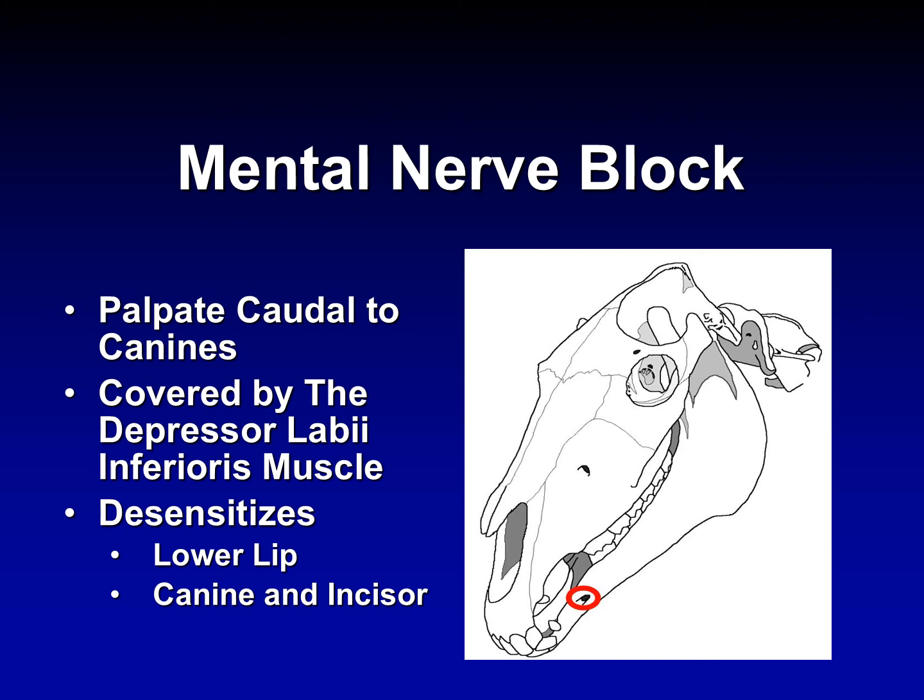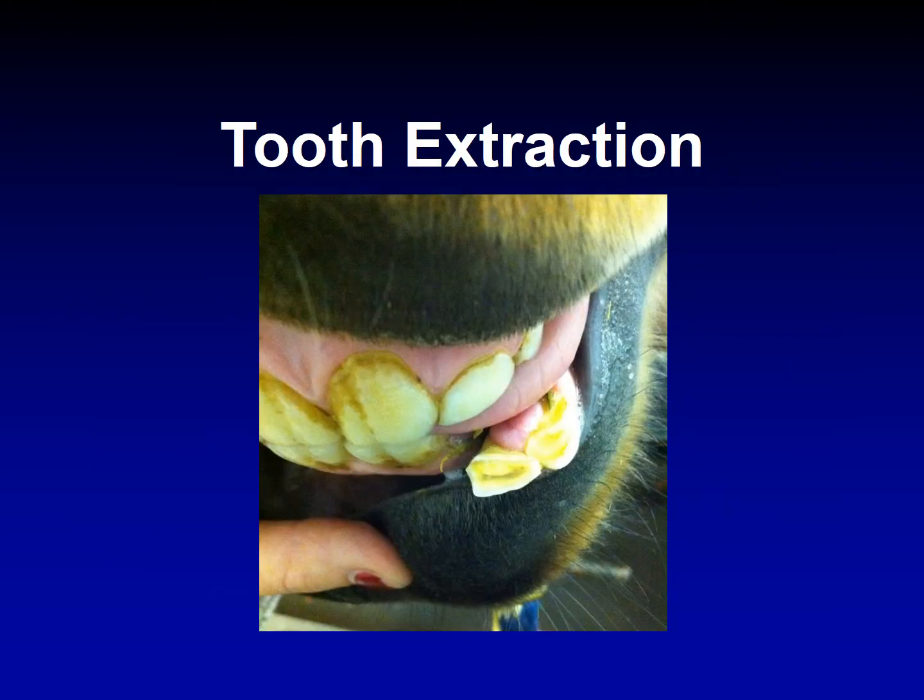This desensitizes the lower lip and the canine and incisors too. So for any problem with the lower lip, such as a laceration, or extraction of the canine or the lower incisors, you can utilize the mental nerve block. This picture will show you a case that can be done with the mental nerve block. This is a case that requires tooth extraction, and it's shown here how the tooth is broken. A mental nerve block is sufficient to remove the broken teeth and excise them.